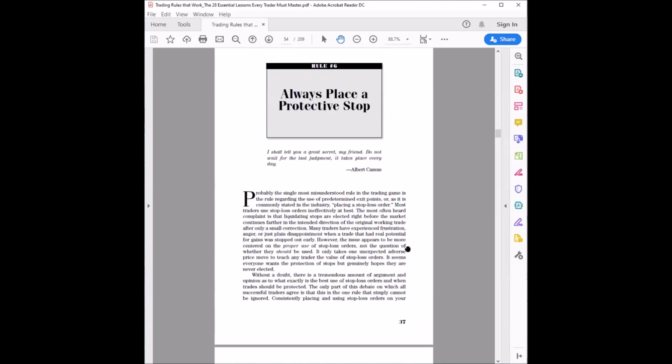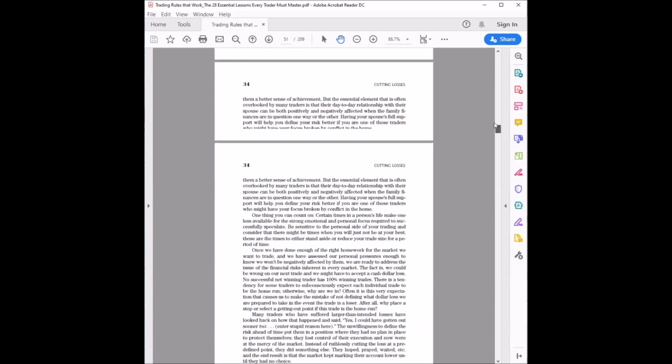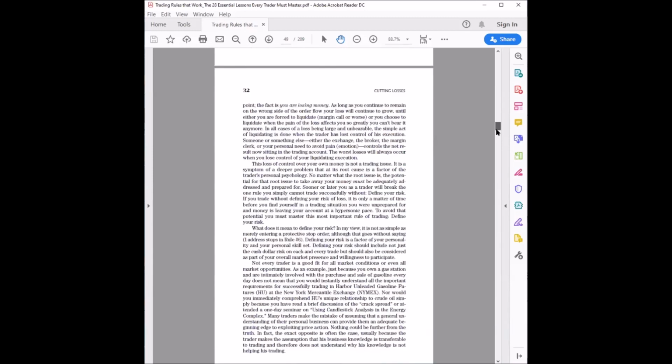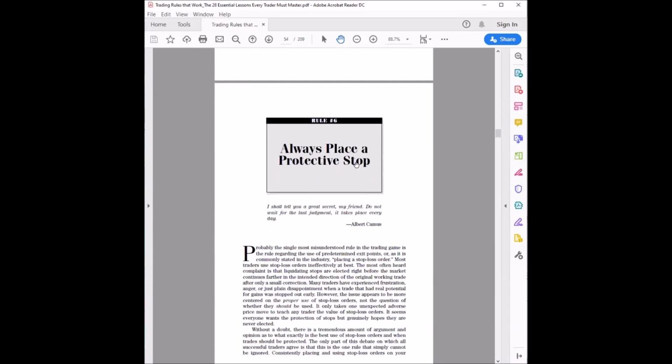I'm going to cover the next rule pretty quickly because it ties intimately to the last one, and then we're going to take a look at the position sizing calculator. So we have this rule number 6, always place a protective stop. To me, when I read that, that's the same thing as define your risk. If you are a trader, define your risk means always place a protective stop.